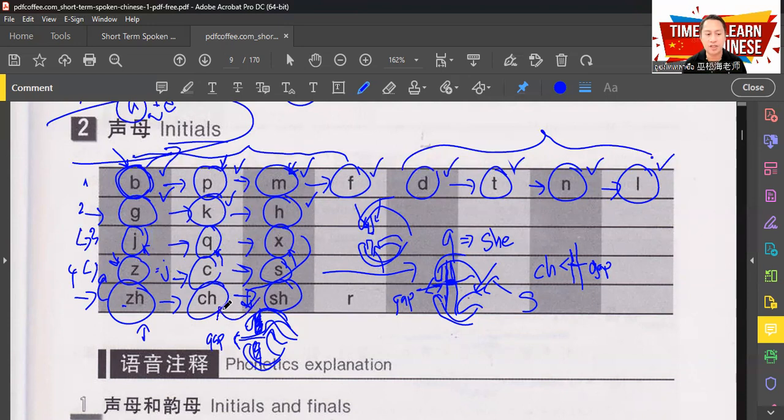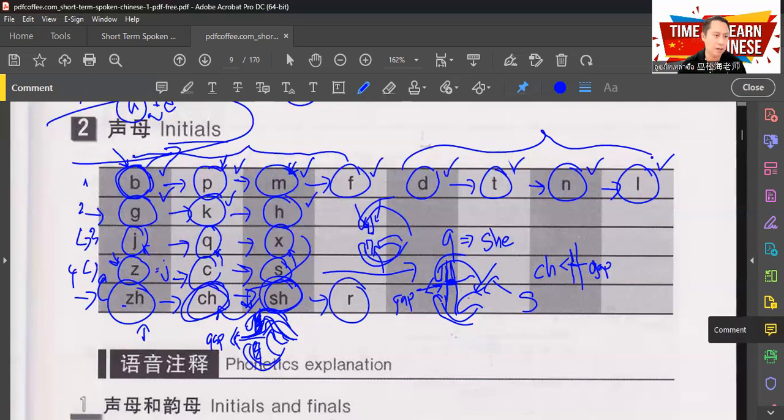It's quite similar to CH, but your air power, your air that flows out from your mouth, is stronger. So it's to be sh. For this one is CH is ch, SH is sh. And the final one is R. R, we will accent like you. Okay, that's it.